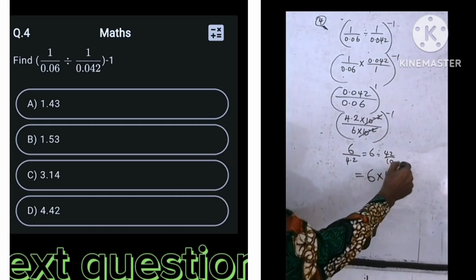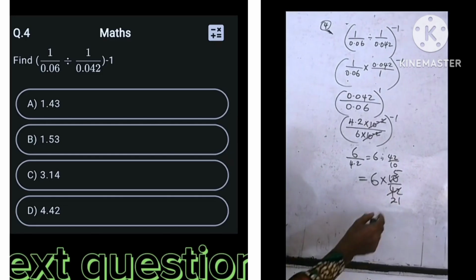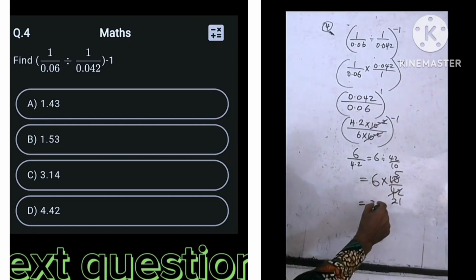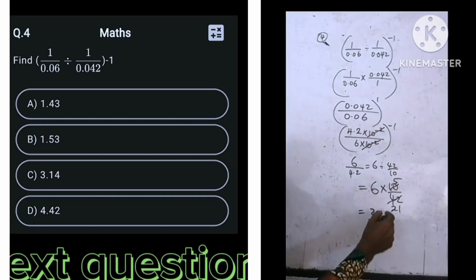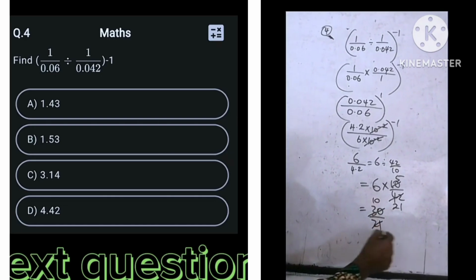So 2 here will give me 5. 2 here will give me 21. So 6 times 21 will give me 30 over 21. So let's break down. 3 here will give me 10 and 3 here will give me 7.